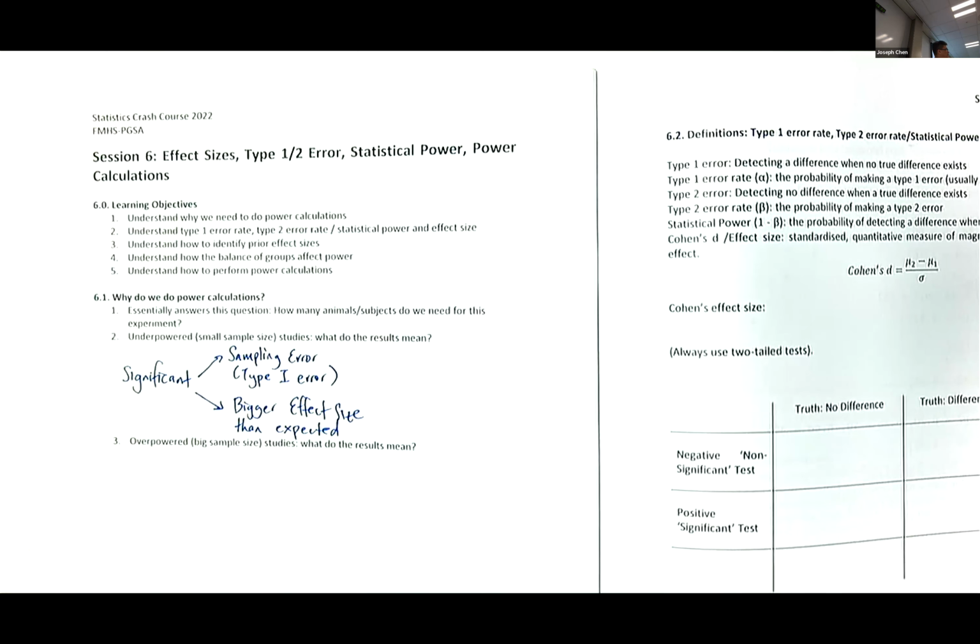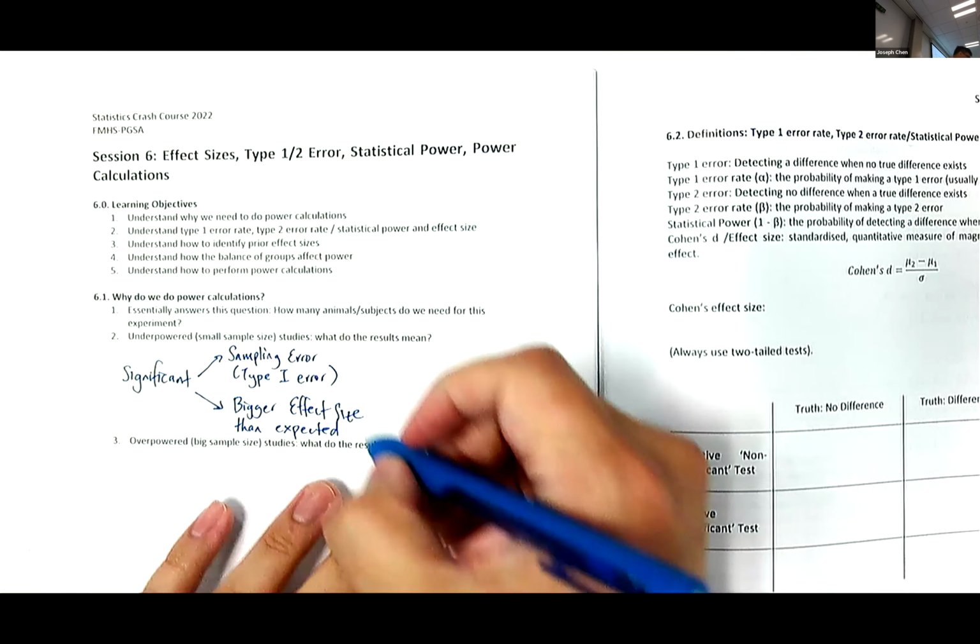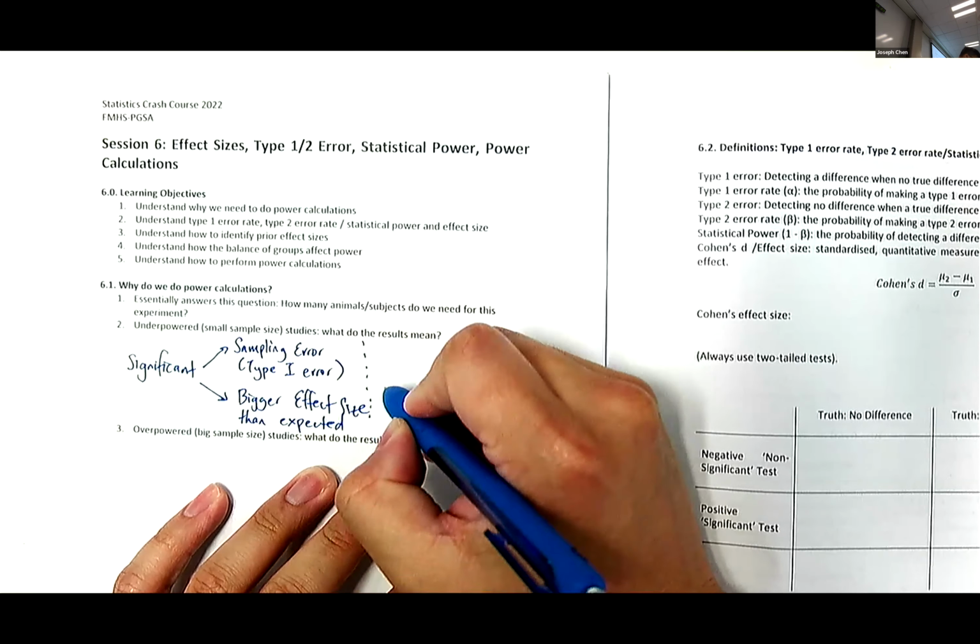But it just means that with a small sample size, if you get a significant result, what's the probability? Is it likely that you just have outliers, or is it because you should be expecting a bigger difference than expected? Chances are it's probably going to be a sampling error, if you have only a small sample size or an underpowered study. However, what if you get not significant?